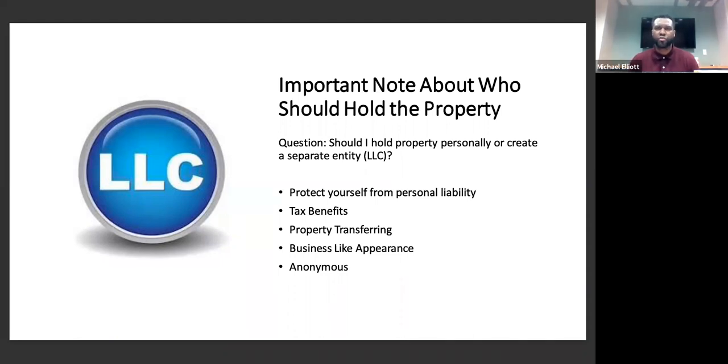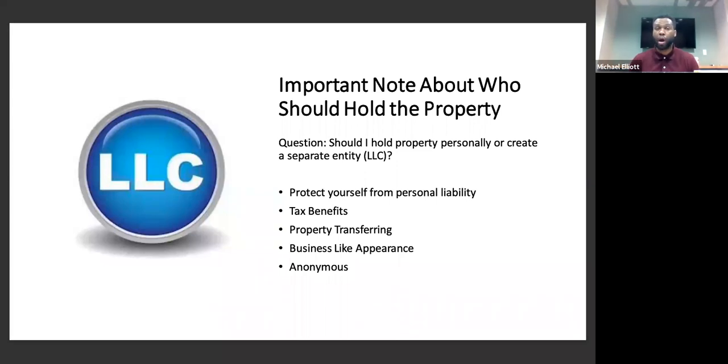First of all, you can protect yourself from personal liability. Again, you're doing this development as an investment. You want to have other people living on the property, going in. You want to make sure that you're protecting yourself and your personal assets against any kind of liabilities that can be claimed against the building or the investment that you are purchasing. There are also tax benefits. You want to definitely make sure you talk to an accountant or a tax professional about the benefits of putting a piece of property in a business name as opposed to personally.